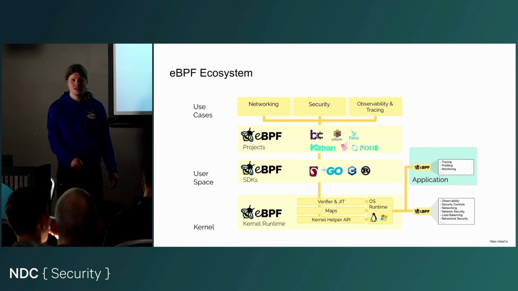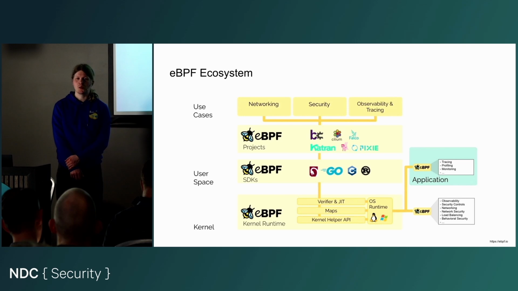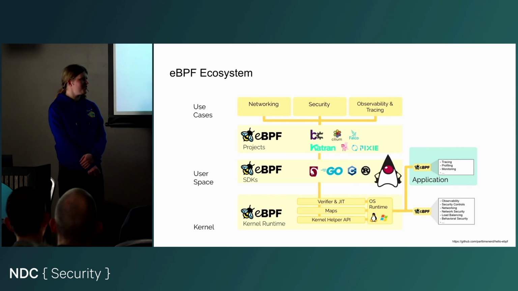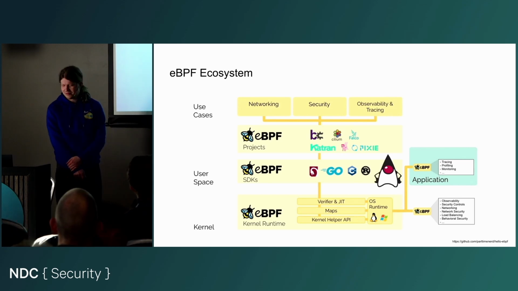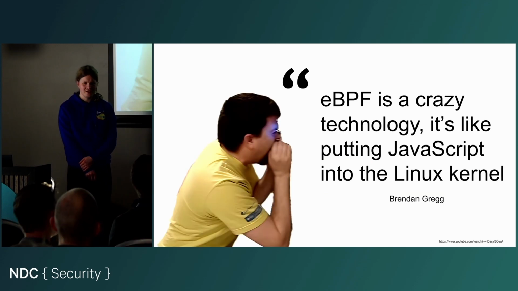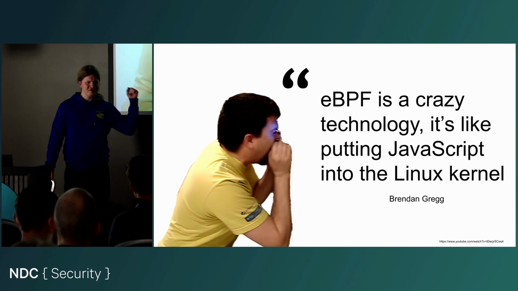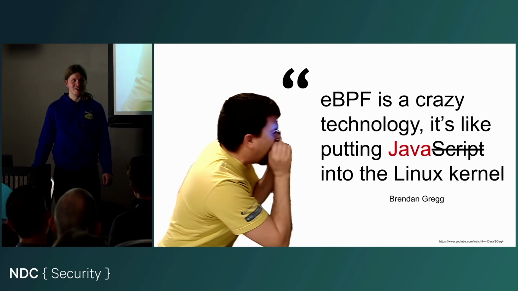But of course, there's one language missing there. Anyone has a guess which language is missing there? Anyone? Yes, Java. And it's there because a year ago I thought, like Brendan Gregg said, eBPF is a crazy technology. It's like putting Java into the Linux kernel.